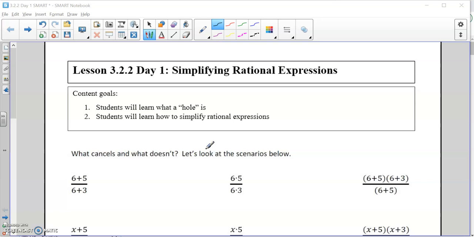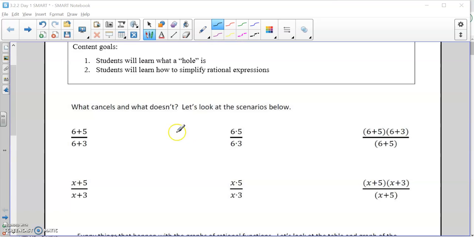Today we are going to get into simplifying rational expressions a lot more than we did yesterday. So let's start with figuring out what kinds of things can cancel in a fraction and what kind of things can't cancel. We kind of started to talk about that yesterday, and we're going to get into it a lot more today so that we can properly simplify these expressions. And we're also going to learn what a hole in a graph is.